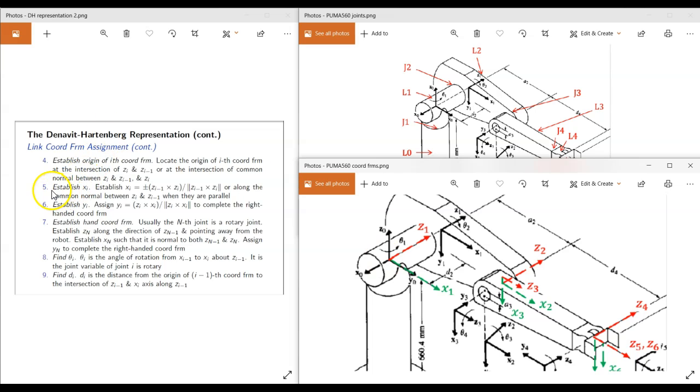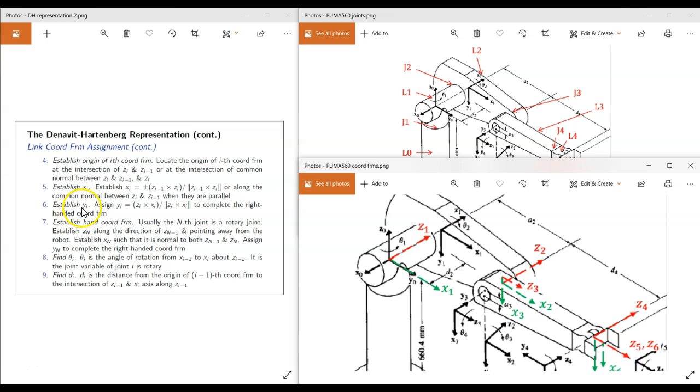Next, step 5, establish X1. So establish X1 as a cross product between Z0 and Z1, and it can be in any direction. Okay, so this is Z0 and this is Z1, cross product of Z0 and Z1. If positive is that way, if it's negative is this way. So we choose X1 to be pointing this way. So there we go.